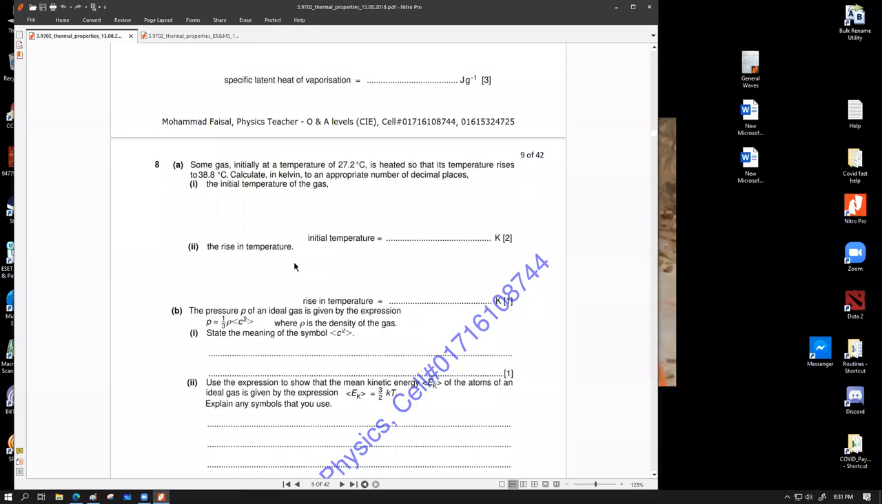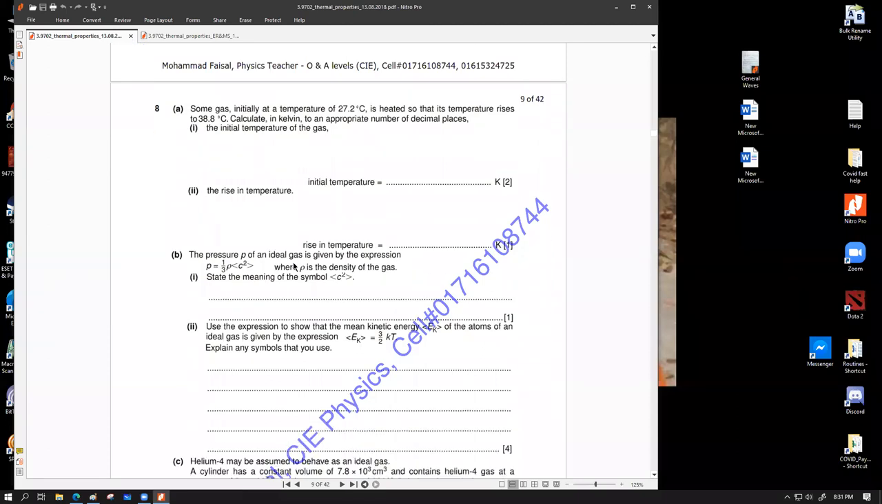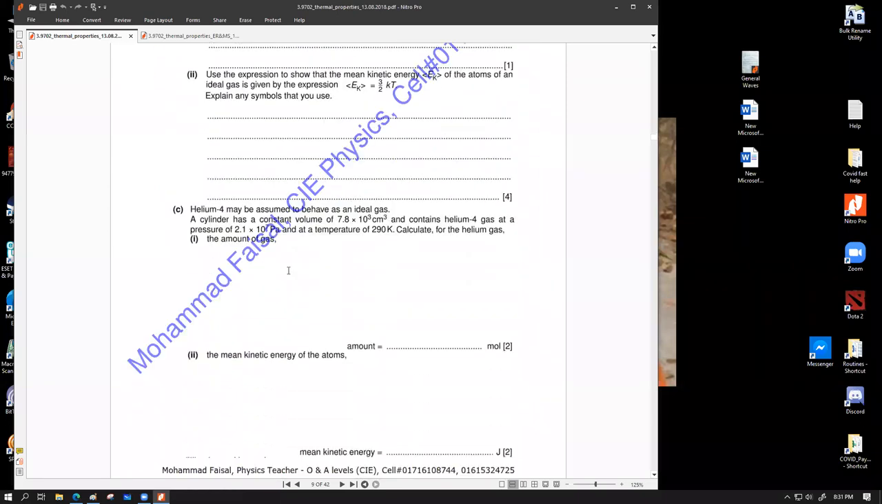All right. Question number 8B. Helium 4 may be assumed to behave as an ideal gas. A cylinder has a constant volume of 7.8 × 10^3 centimeter cubed and contains helium 4 gas at a pressure of 2.1 × 10^7 Pascal.